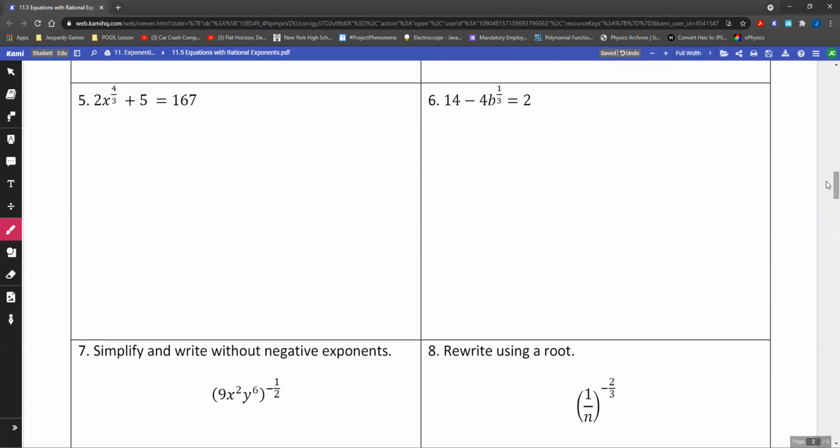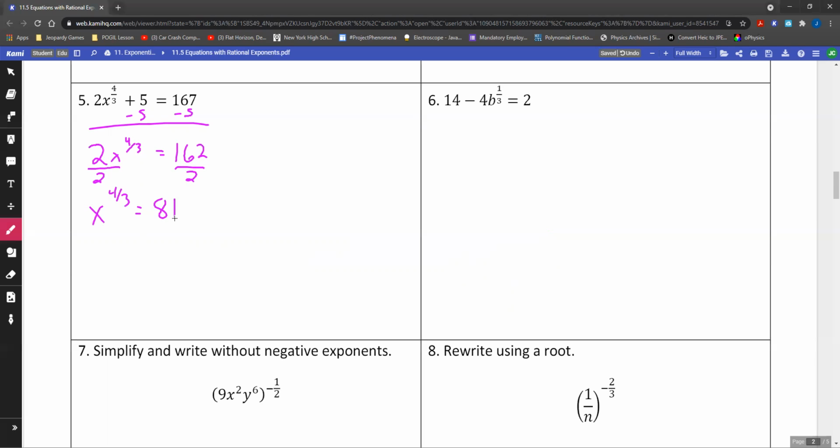Going down here. So again, we're going to slowly try to isolate these terms. Subtract 5 from both sides. And we get 2x to the 4/3 equals, well, 167 minus 5 is equal to 162. I want to get rid of the 2 that's over there, so I'm going to divide both sides by 2. And I get x to the 4/3, and 162 divided by 2 is 81.